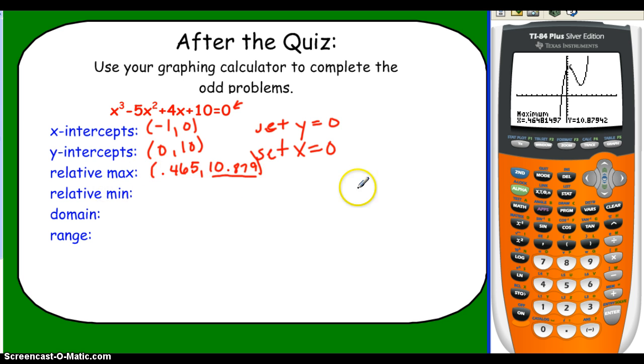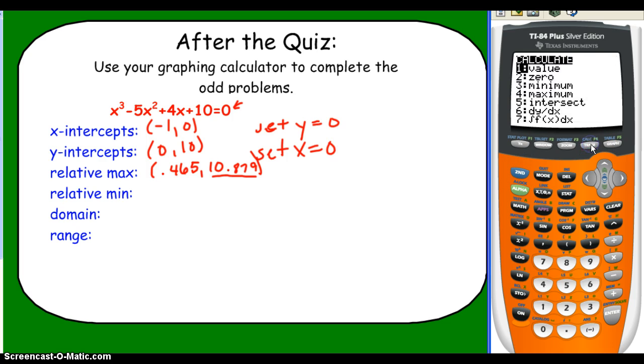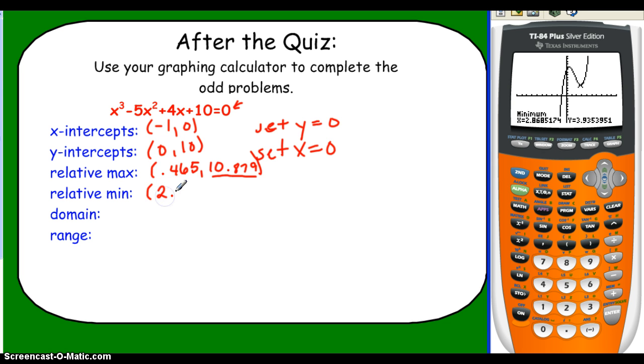To find the relative min, do the same thing, second, trace, go down to 3, push enter. Now you want to put something to the left of this point, so you may want to use your cursor, push enter, then use your cursor some more, go to the right, push enter, and take a guess, enter, and right there is our minimum value. It happens at 2.869, and the relative lowest point that it goes to is 3.935. So the relative y value, the lowest that it goes, is 3.935.